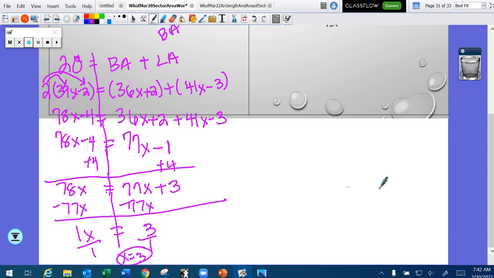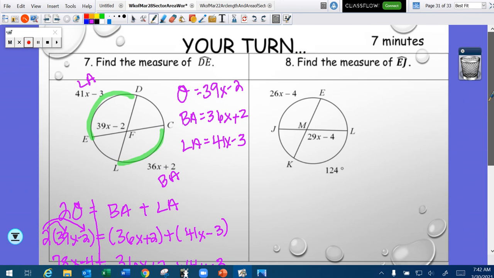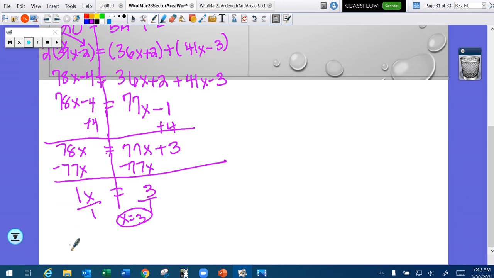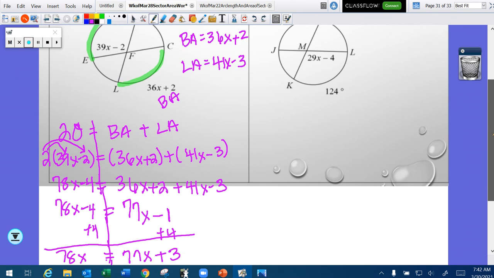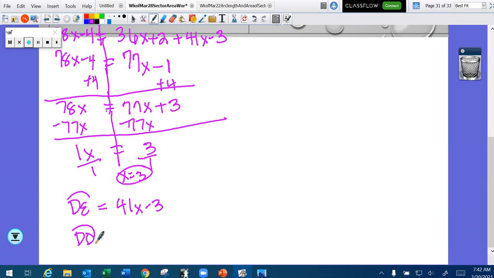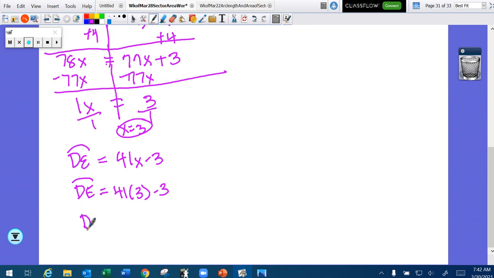x equals 3. So did we answer the question? No, we did not answer the question because we have to find arc DE. And this is arc DE right here. So to find arc DE equals 41x minus 3. So arc DE equals 41 times 3 minus 3. So guys, make sure you understand what part you're solving for. This is going to be 123 minus 3. So the arc is 120 degrees.